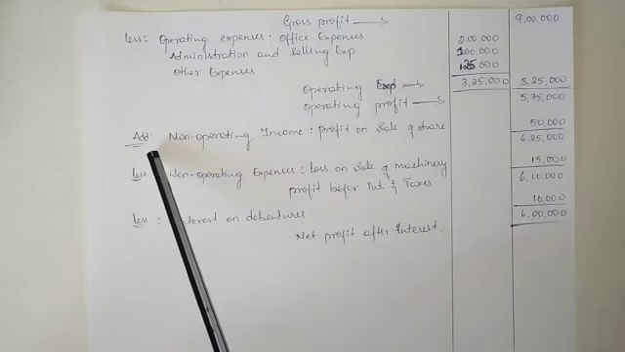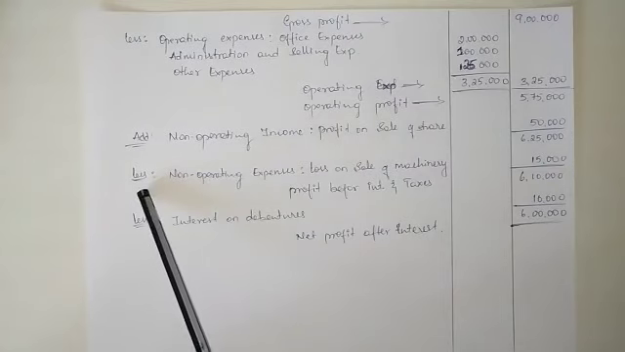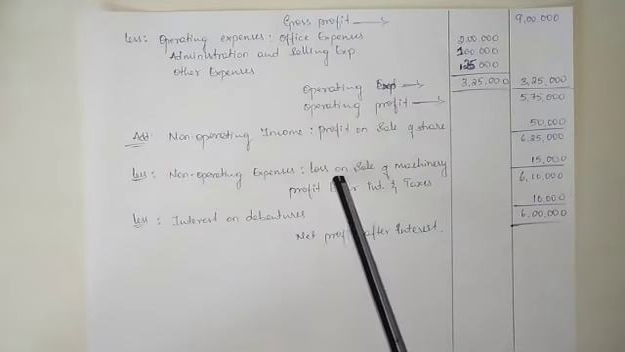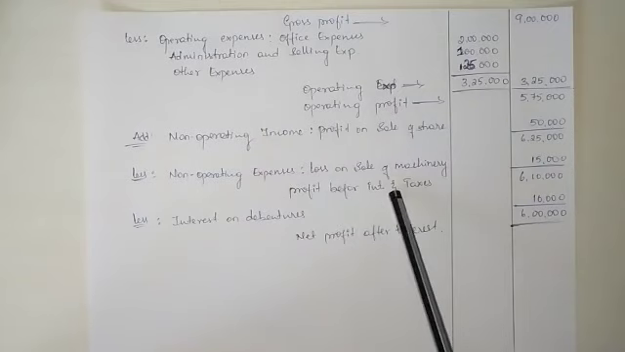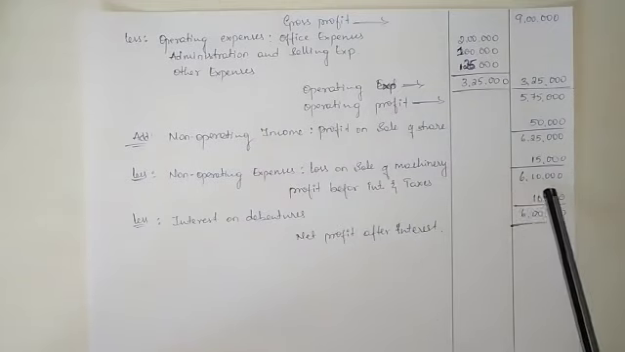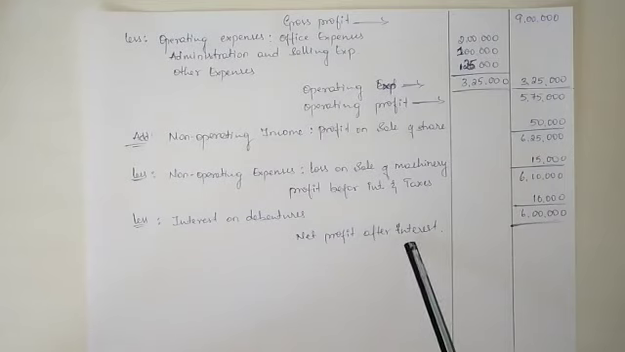Then we add non-operating incomes, profit on sale of share, and I am deducting non-operating expenses, loss on sale of machinery. So you will get profit before interest and taxes, that is 6,10,000 rupees, less interest on debentures 10,000 rupees. You will get net profit after interest. Here also the tax amount is not given. If the tax amount is given, you need to deduct that amount, and you will arrive at net profit after interest and taxes.